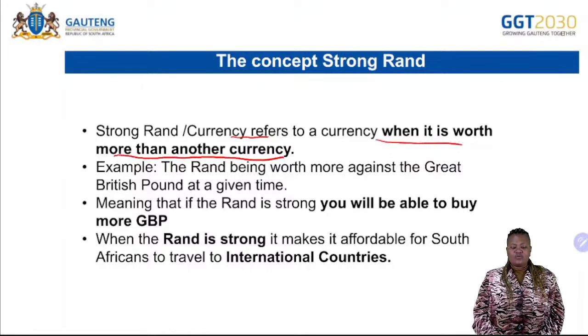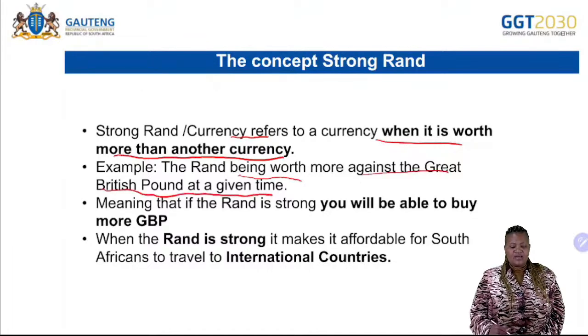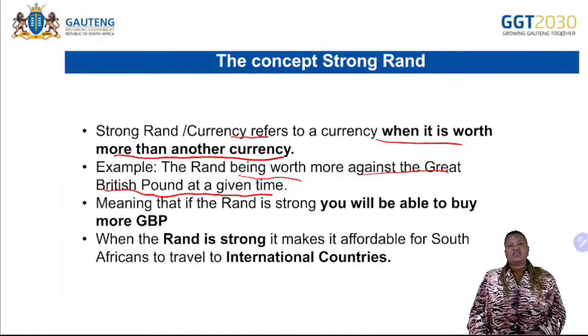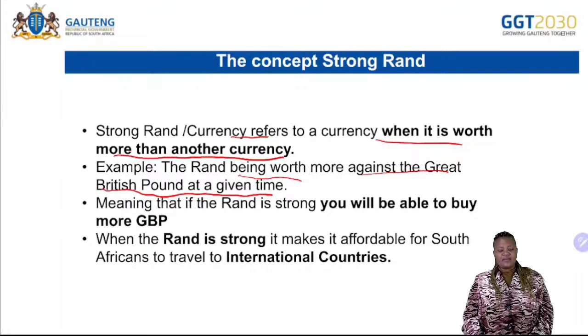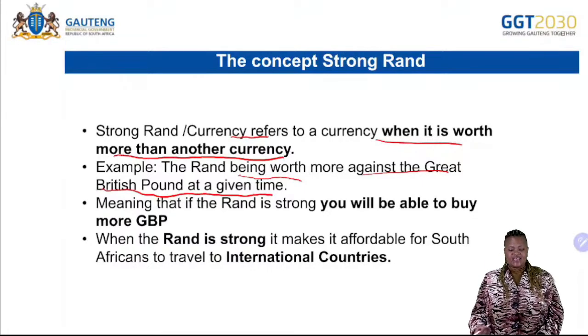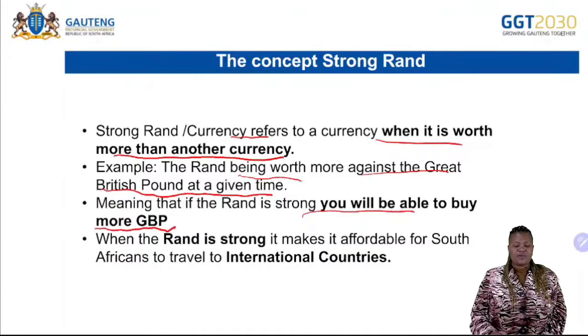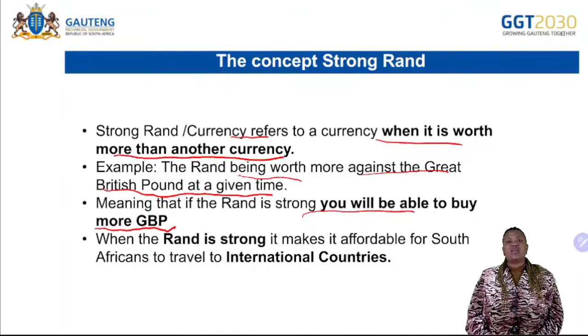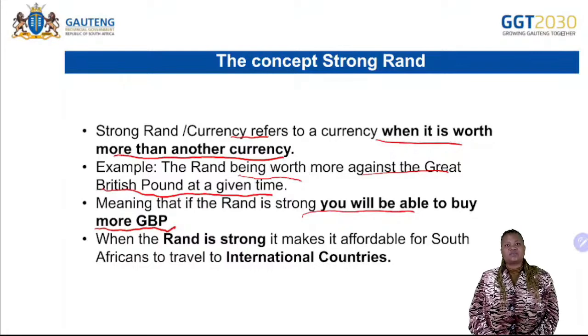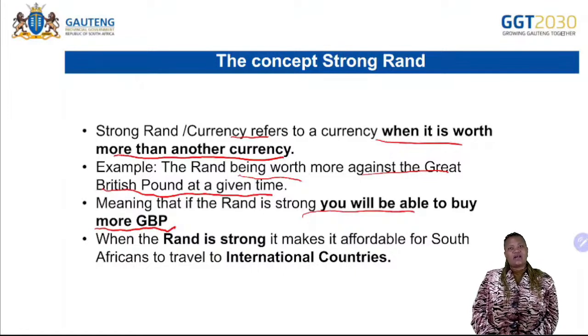For example, the rand being worth more against the Great British pound at a given time. Meaning not that the rand is always strong, but at a certain given time the rand is worth more against the Great British pound. Meaning that if the rand is strong, you'll be able to buy more Great British pounds. So your affordability to buy a foreign currency increases when a country's currency is strong.